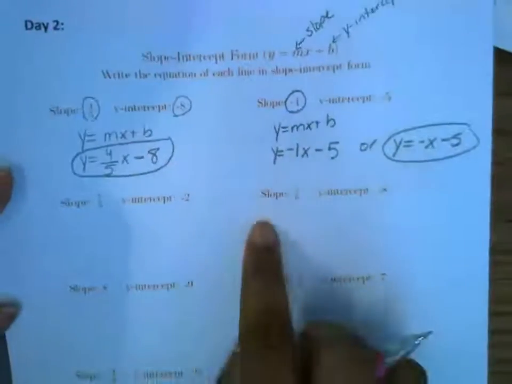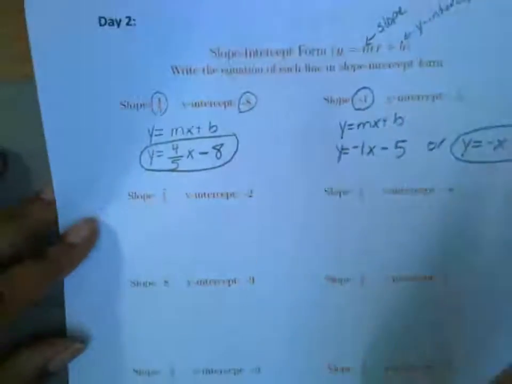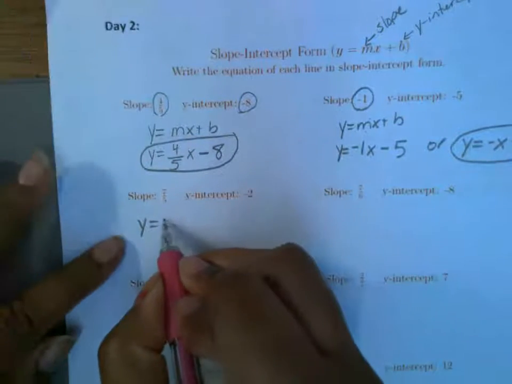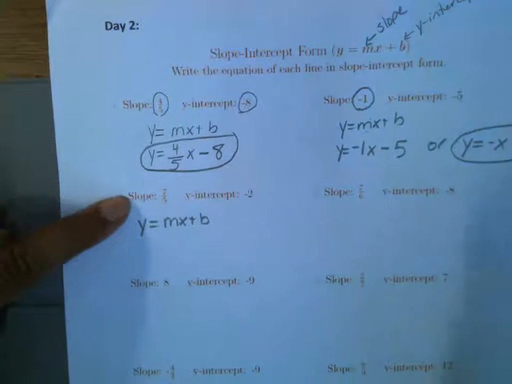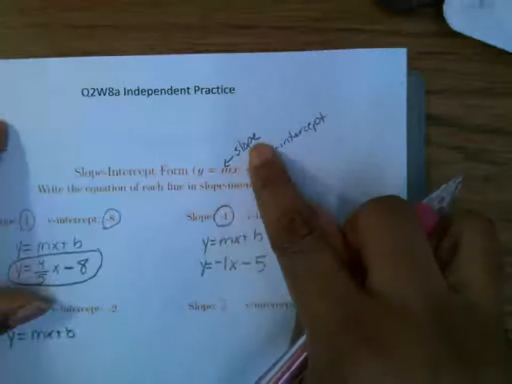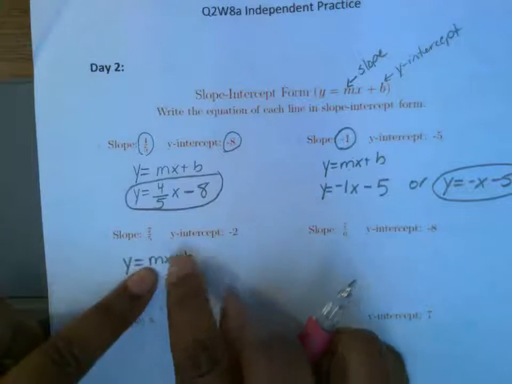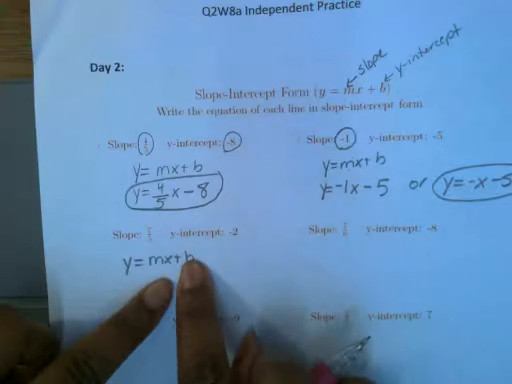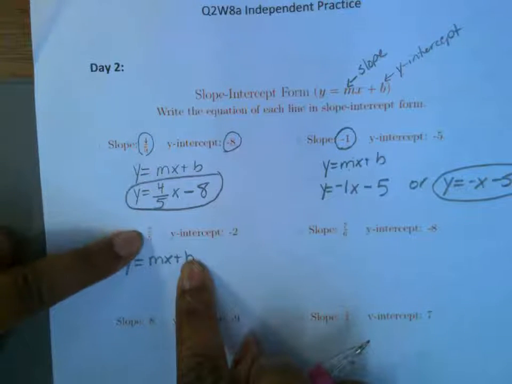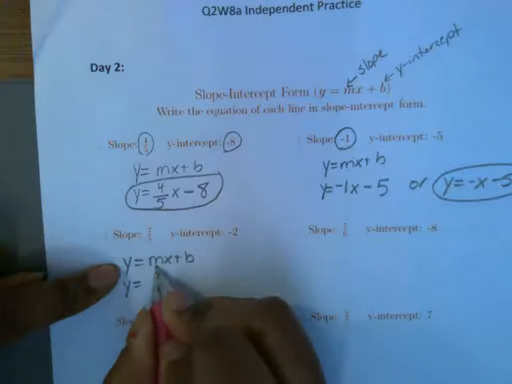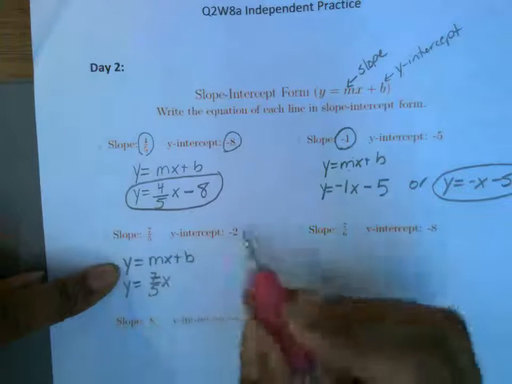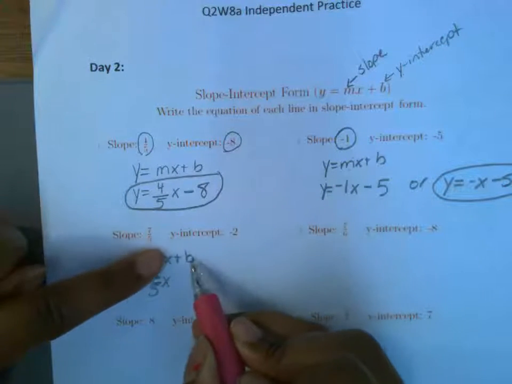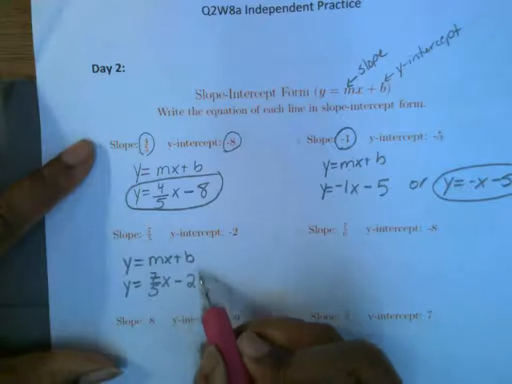Okay. All right, so I'm going to do number 3. Again, you're going to write y equals mx plus b, the slope-intercept form. You're going to substitute, remembering that m is the slope, b is the y-intercept. You're going to substitute the slope in for m and the y-intercept for b. So since my slope is 7 over 5, you're going to replace m with 7 over 5. Bring down the x. And since your y-intercept is negative 2, you're going to replace b with minus 2.